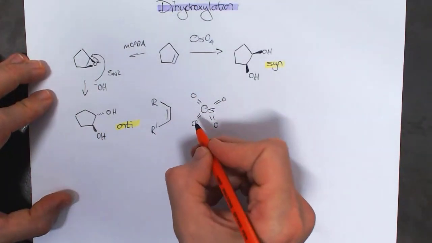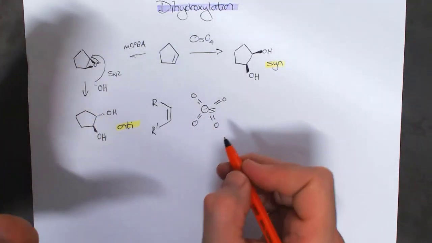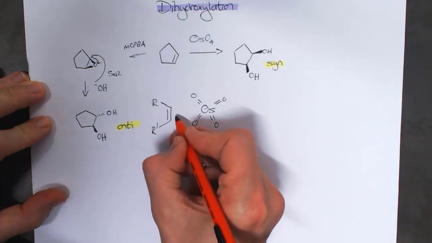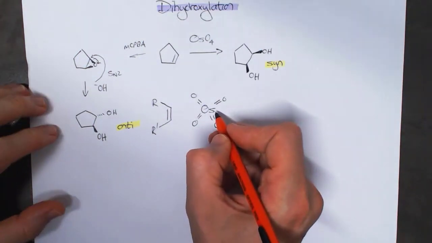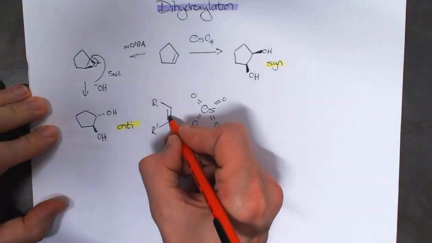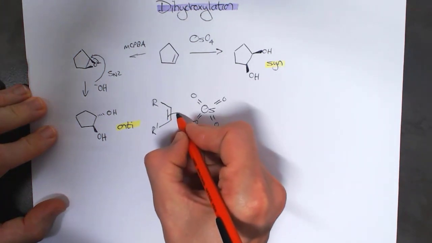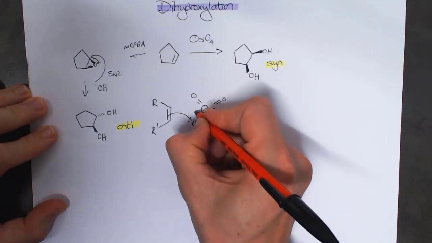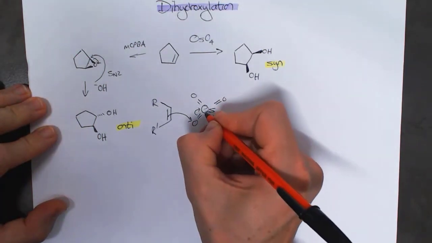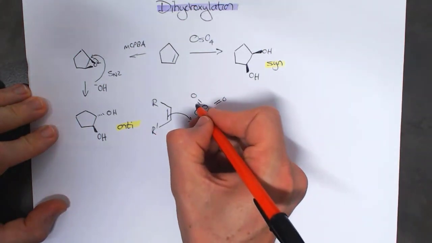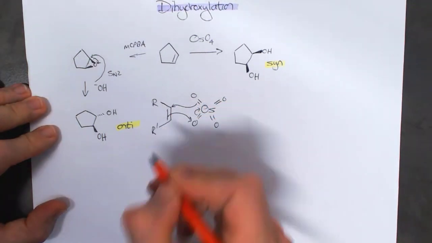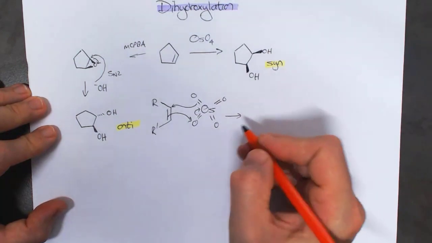What happens is, in one step, so this is again a syn addition, we actually get a reduction on the osmium. So this pi bond adds to an oxygen over there. Electrons go onto the osmium. That's where the reduction step is happening. And the electrons over here come back onto the other oxygen there. So it's a syn addition.